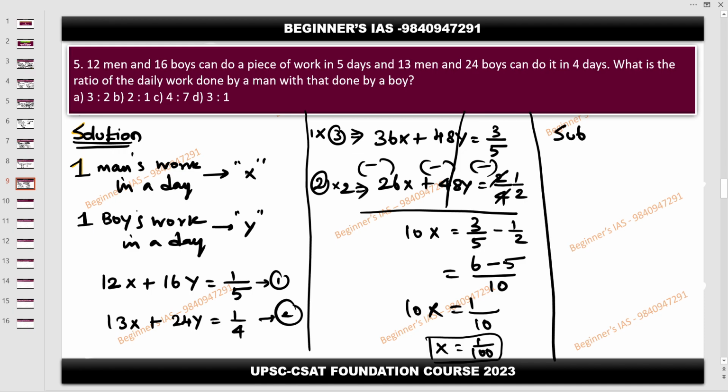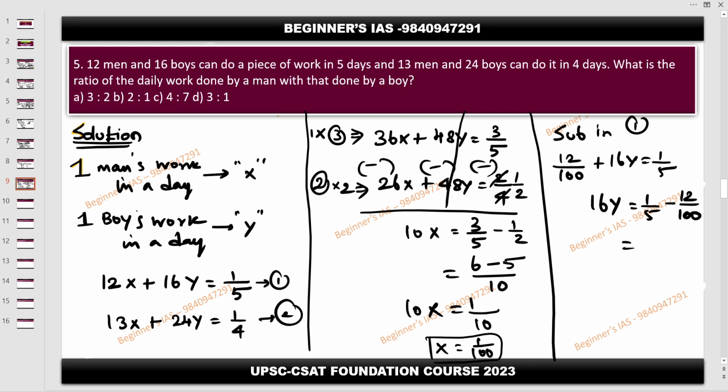Then substitute in any one of the equations. I am substituting in equation number 1. So x is 1 by 100, therefore 12 into 1 by 100 is nothing but 12 by 100. Then 16y is equal to 1 by 5 minus 12 by 100.